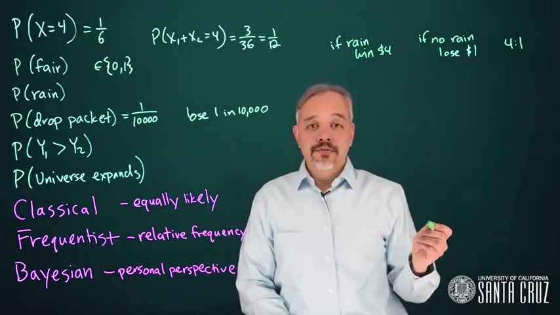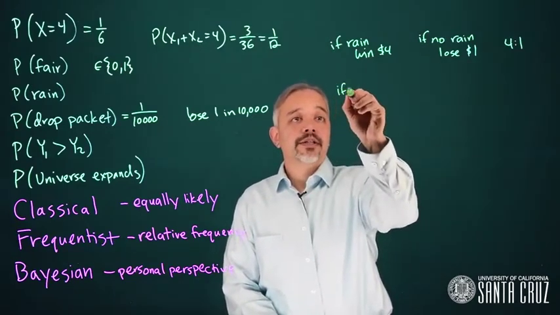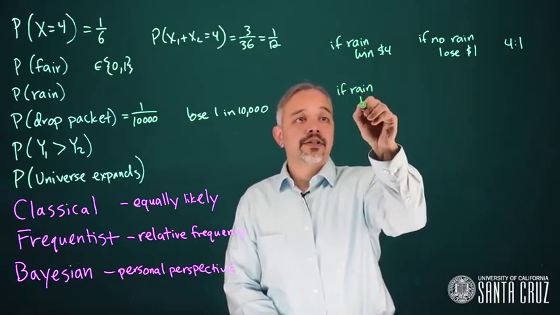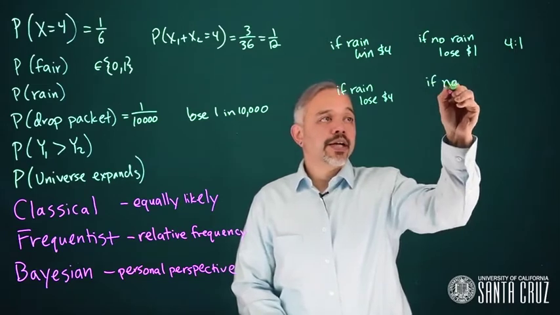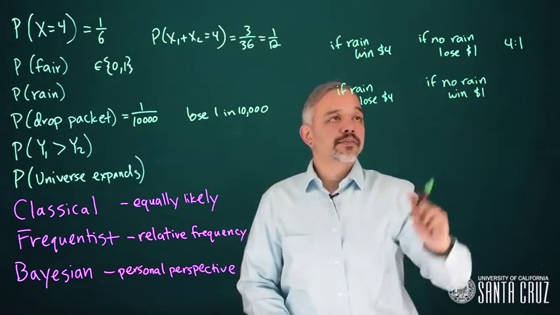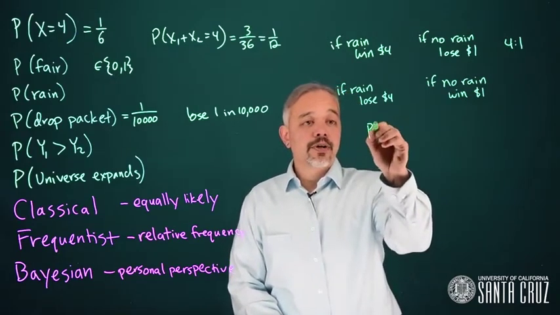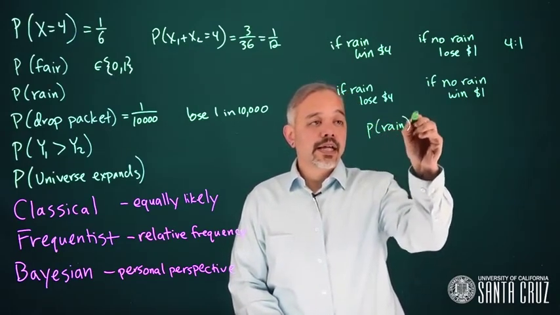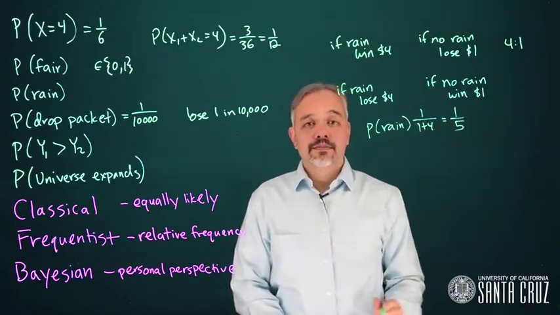If you think that that's a fair bet, you should be willing to take it in either direction, which would also mean if it rains, you lose $4, and if no rain, you win $1. If you think these are both fair, then you're defining a probability of rain as 1 over 1 plus 4, which equals 1 in 5.